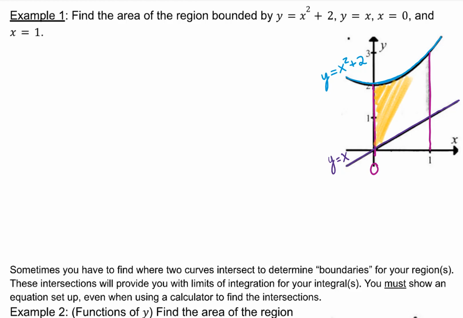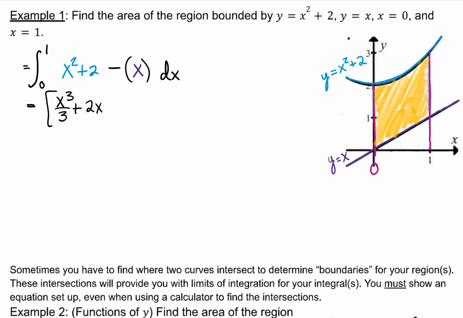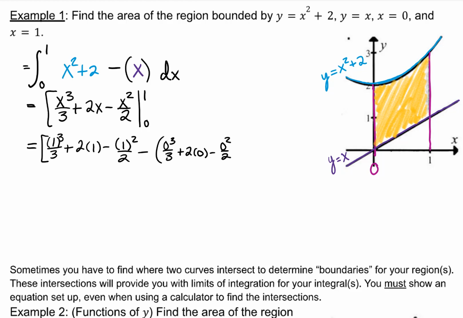Our integral needs to evaluate the area between the blue curve and the purple curve. Our left boundary is 0, our right boundary is 1. The upper curve is x squared plus 2. The lower curve is x. Let's integrate. And that will equal 11 over 6.